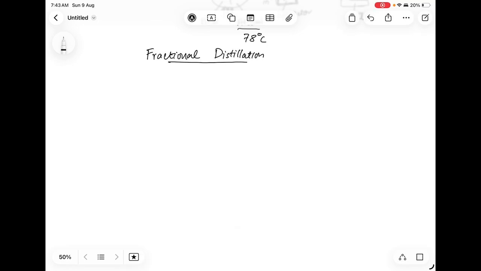So I'm going to be drawing the same round bottom flask, all right, but there is going to be a fractionating column. So this long thing is a column. Now what purpose does it serve? We are going to soon find out.